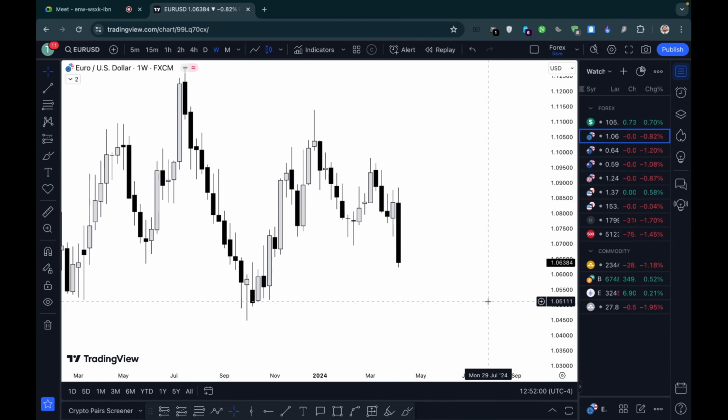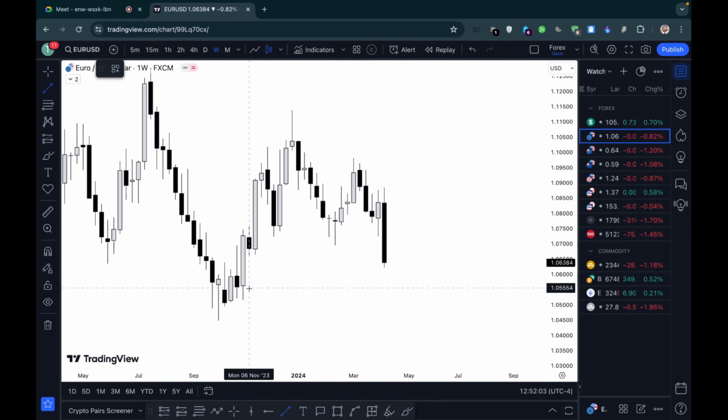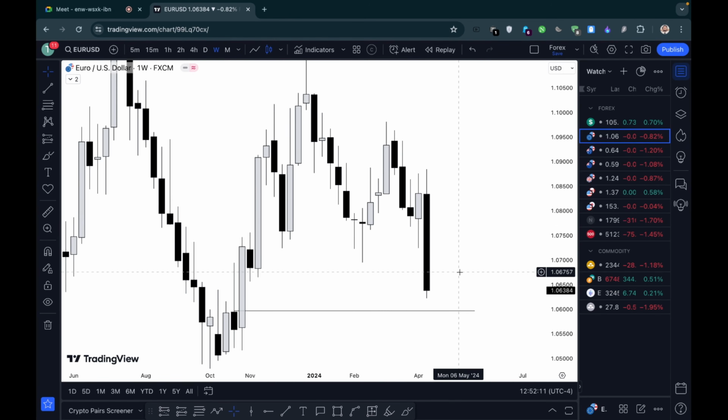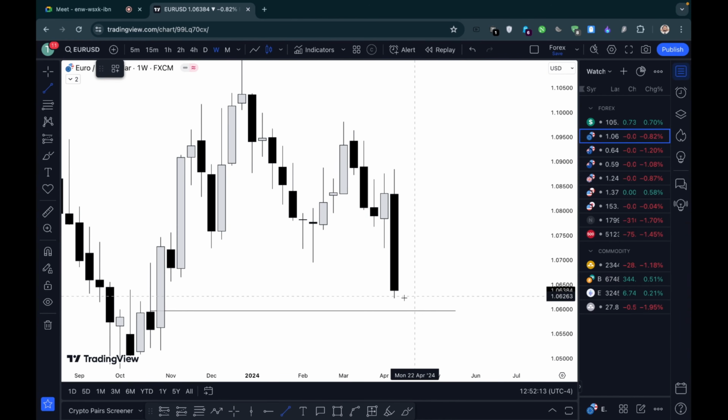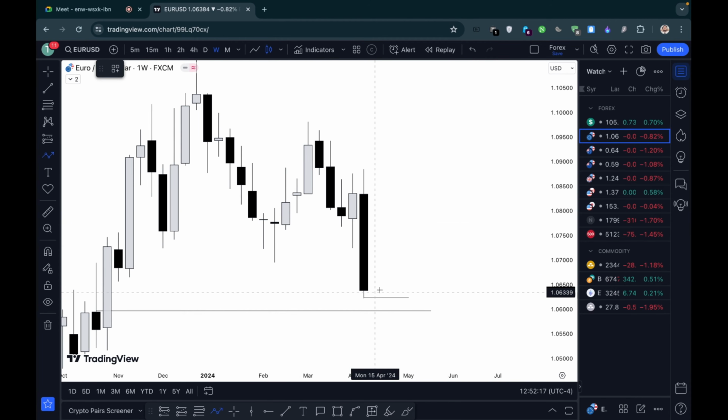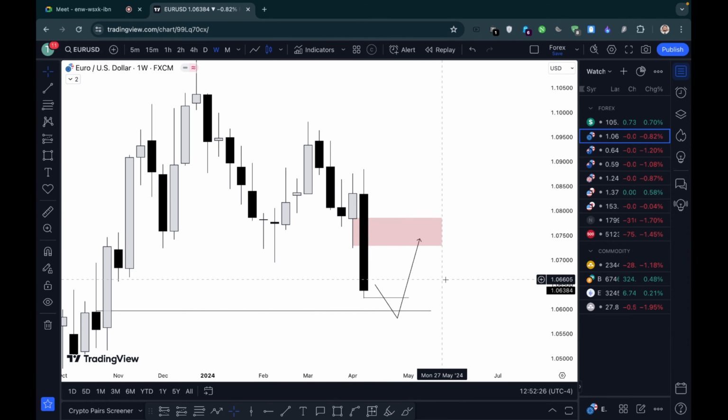One thing that's very visible is that we have tapped this weekly order block. One thing which can be possible is that price will take out the previous week low, and if it takes out the previous week low, then we can target this weekly bearish order block. Okay, that would be the idea.